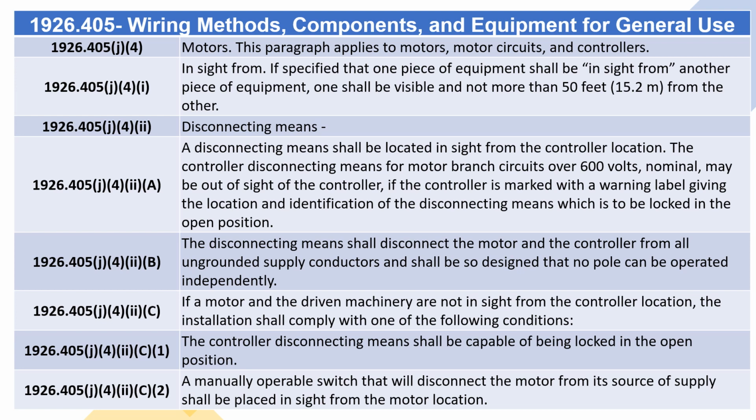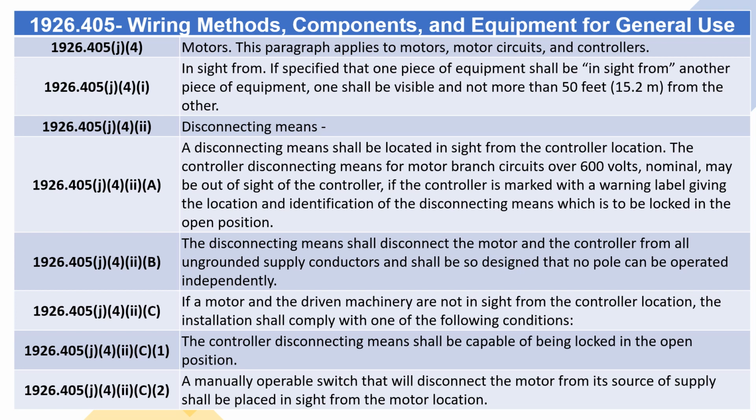1926.405(j)(4), motors. This paragraph applies to motors, motor circuits, and controllers. 1926.405(j)(4)(i), in sight from. If specified that one piece of equipment shall be in sight from another piece of equipment, one shall be visible and not more than 50 feet, 15.2 meters from the other. 1926.405(j)(4)(ii), disconnecting means.